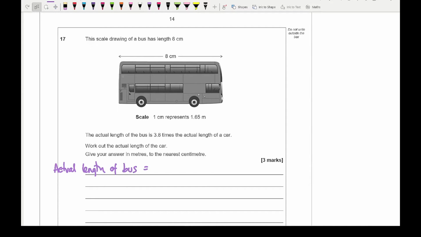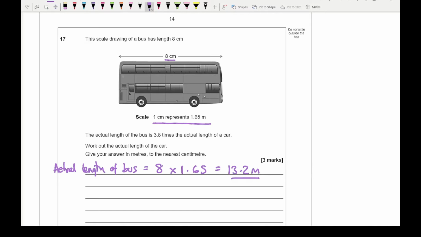Now to do that, we're going to use the scale. So we know that 1 centimetre equals 1.65 metres, and the scale drawing is 8 centimetres. So it's going to be 8 times 1.65. And if I type that into the calculator, I get an answer of 13.2 metres.